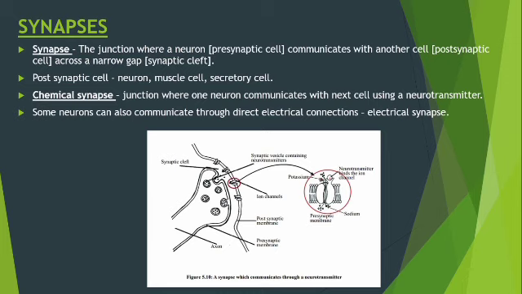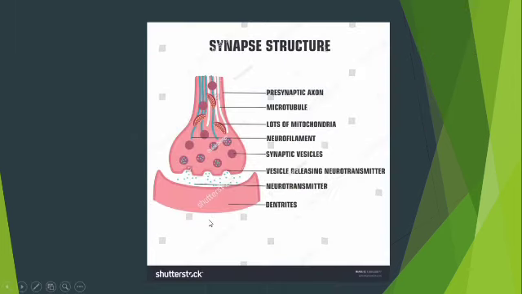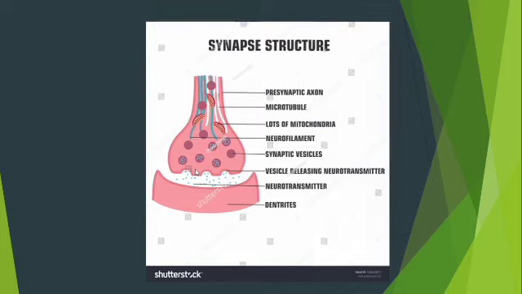So this figure shows a synapse which communicates through a neurotransmitter. This is the structure of the synapse. There is the presynaptic axon and also the microtubules, lots of mitochondria, neurofilaments, and synaptic vesicles which contain neurotransmitters. Here the neurotransmitters are depicted as blue dots, and there is the synaptic cleft, and also the postsynaptic membrane, and the dendrites, etc.